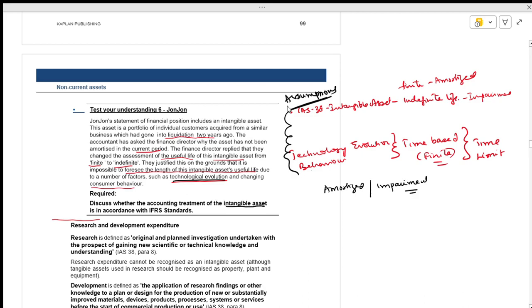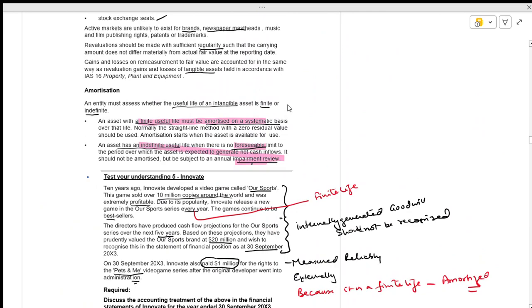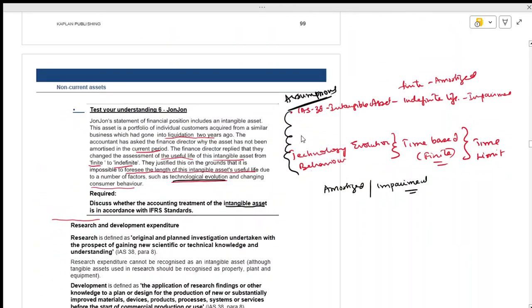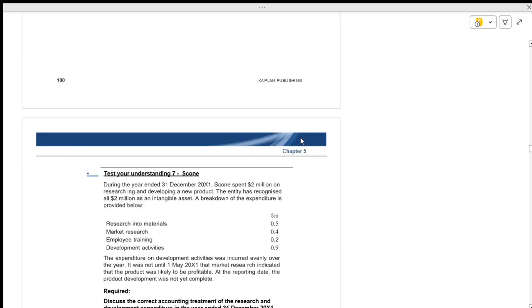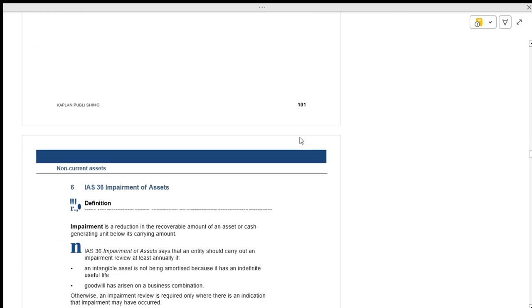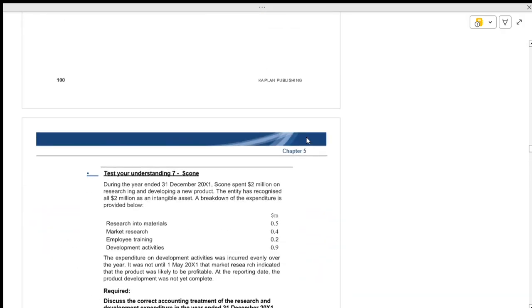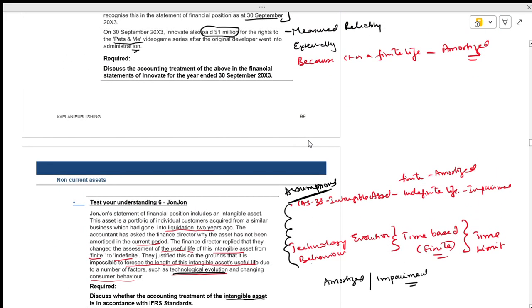Fine. Today what we have done is three things. One, we have done IAS 23, we have done IAS 40, and we have done IAS 38. In the next session, we are going to work on research and development, and we will work on impairment and IFRS 5. We will make sure of how the things will work. I told you in the beginning that we will split this chapter into 3 different sessions.